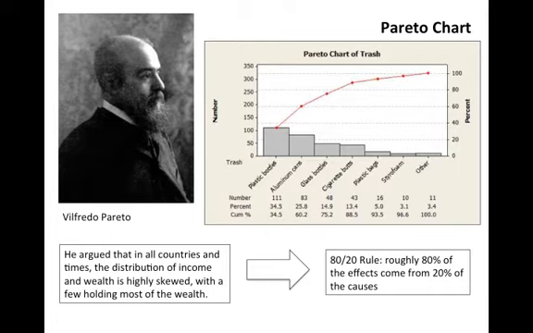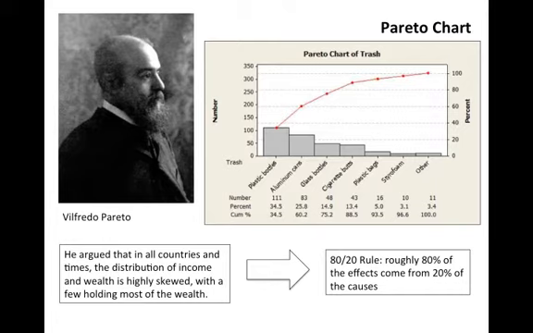And later on this was translated into an 80-20 rule, where roughly 80% of the effects come from 20% of the causes. And in the realm of wealth concentration, this is 80% of the wealth is concentrated in 20% of the people. And that's really the basis of Pareto charts. And up there you can see a Pareto chart that was made in Minitab. You can also make these in Excel.